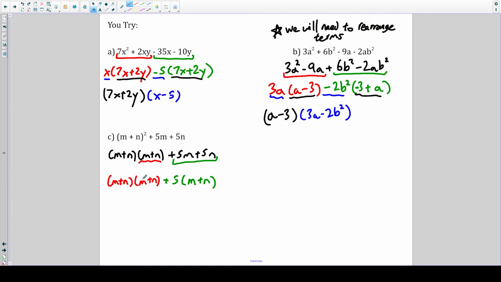And we can see here that the m plus n and the m plus n are exactly the same. So that factors out towards the front as our greatest common factor. And what's left over is the m plus n plus 5. So m plus n plus 5 comes out as our second factor. So again, if we were to multiply both expressions out, we would end up with the same polynomial.